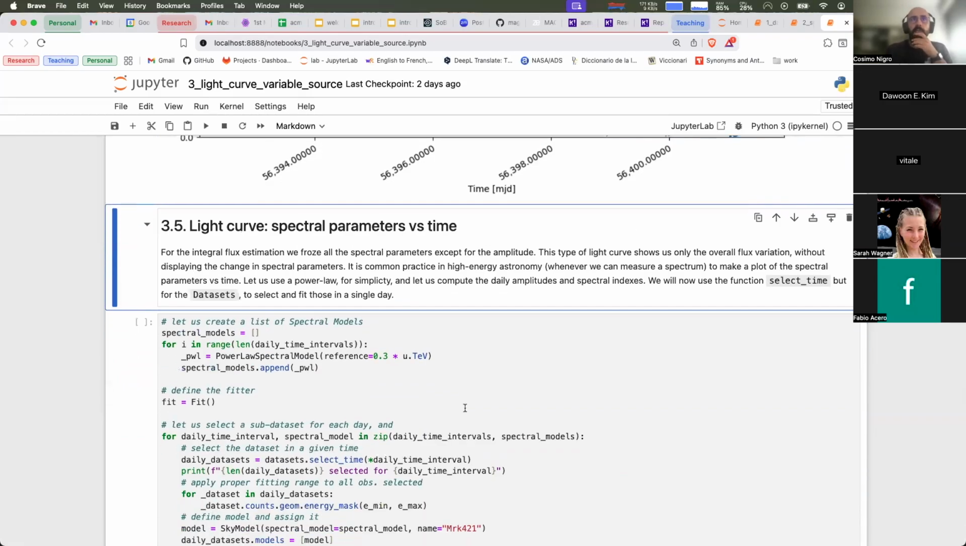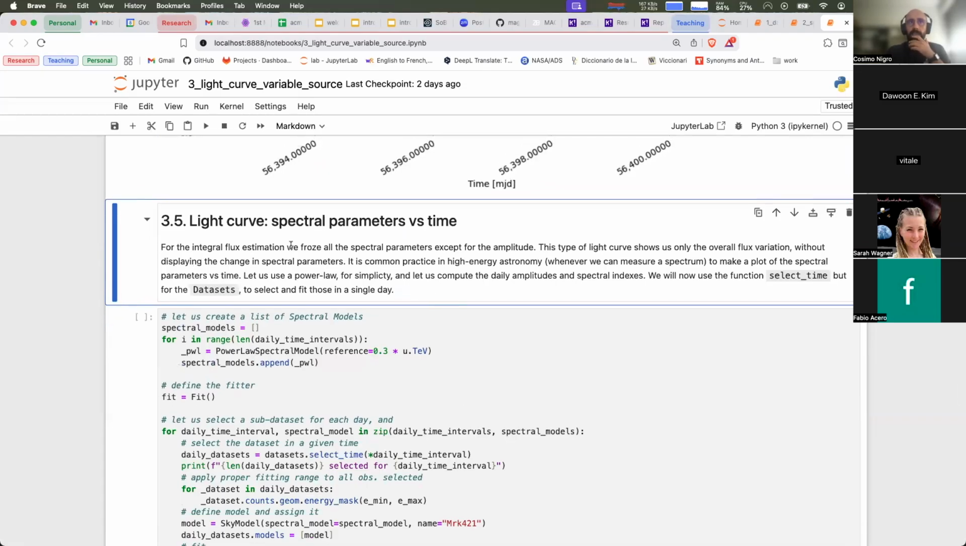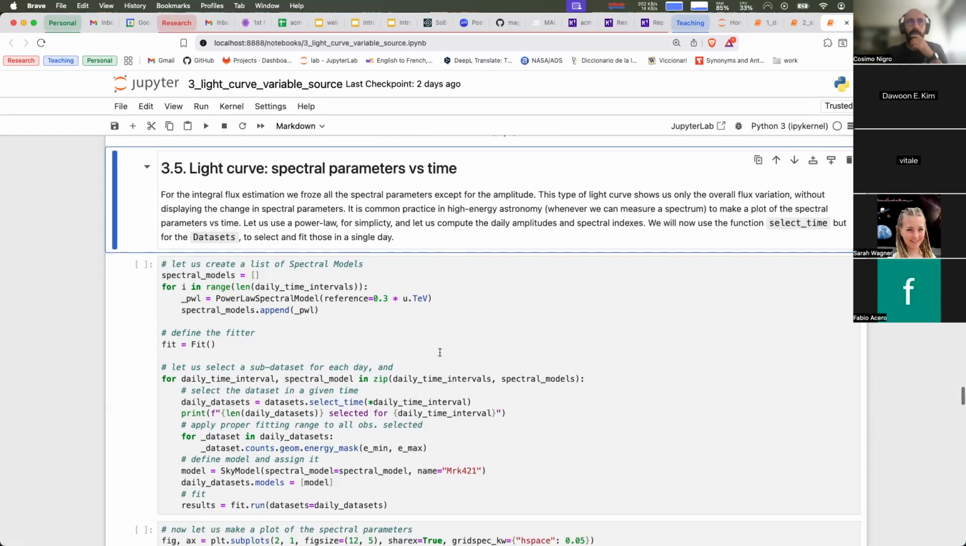What is very interesting is also to plot the spectral parameters versus time. When we estimated the integral flux, we froze all the parameters except the amplitude. And this type of light curve only shows us the overall flux variation, right? I'm just measuring how much the integral flux changes over time. But perhaps I want to measure, for example, how the stiffness of my spectrum changes versus time, because maybe I'm studying some other physical process that modifies the slope of my photon distribution, right?